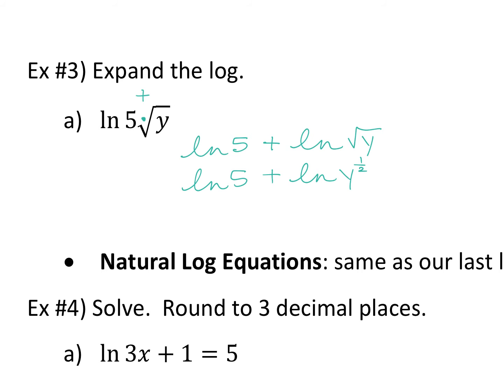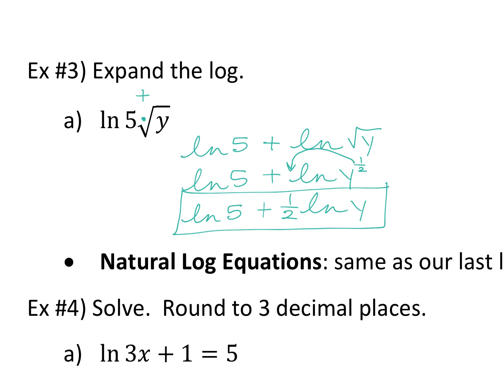And there's one more thing you can do to simplify this. Move it out in front. Yep, this 1/2 is going to go here. So the natural log of 5 plus 1/2 times the natural log of y, and that is your simplest version.